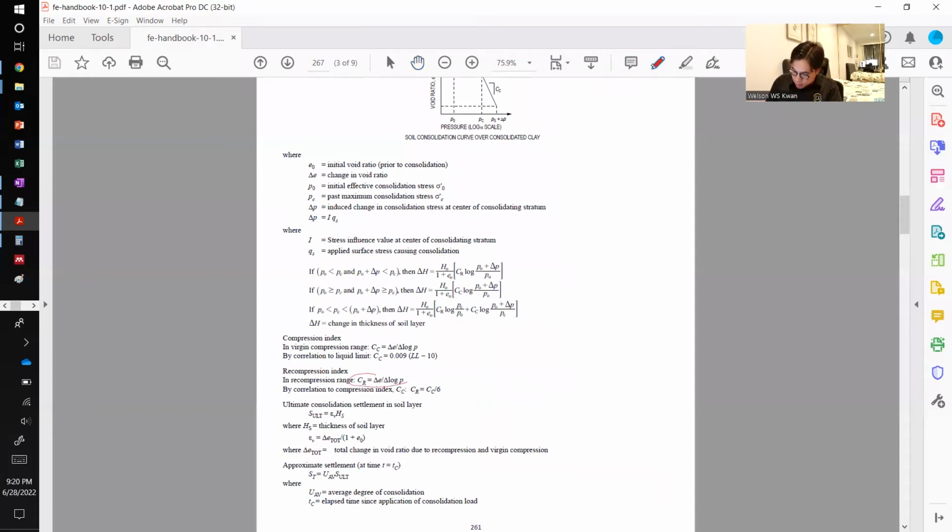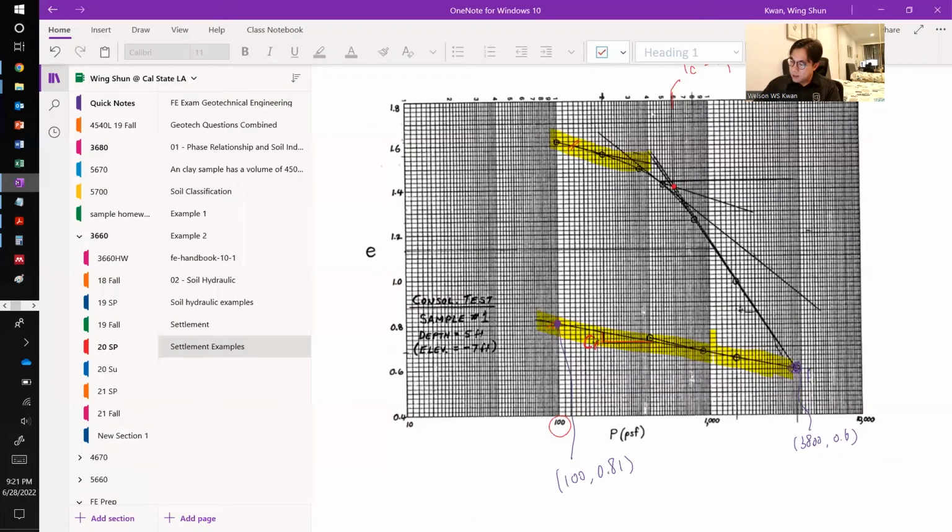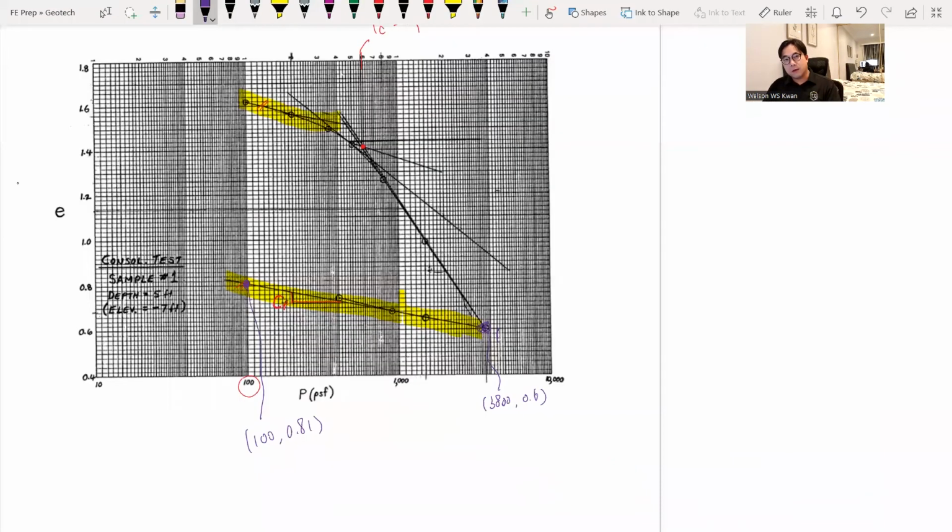So C sub R is right there. This equals the delta Y divided by delta X, and in the consolidation curve, delta Y is the change of the void ratio, and delta X is the change of the stress level. And it's a semi-log scale, so that's why you're seeing the log right there. But the FE manual just gives you the basics. Now you have a consolidation curve, then we need to interpret what we have.